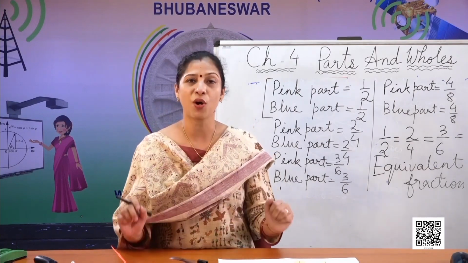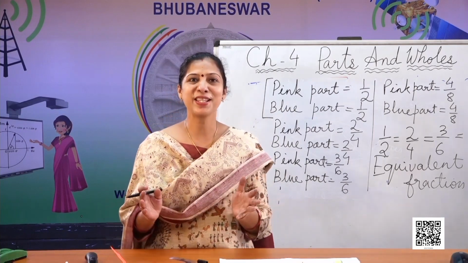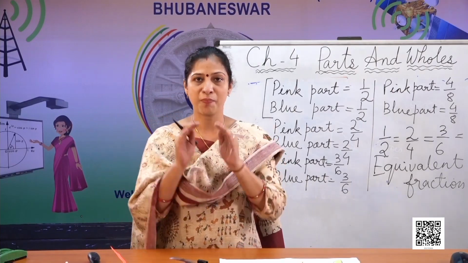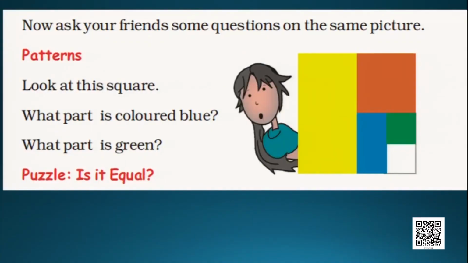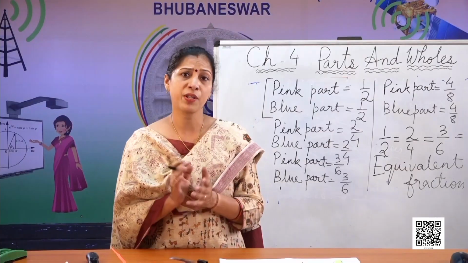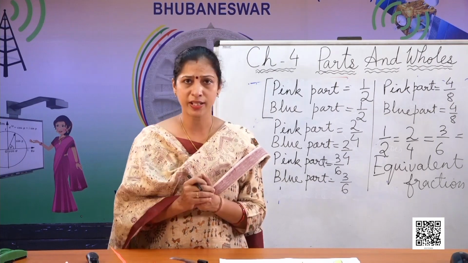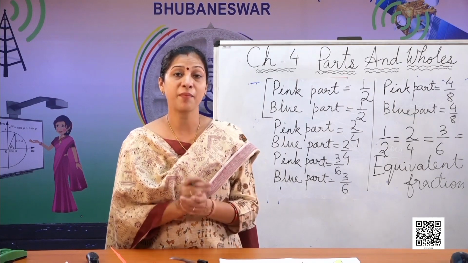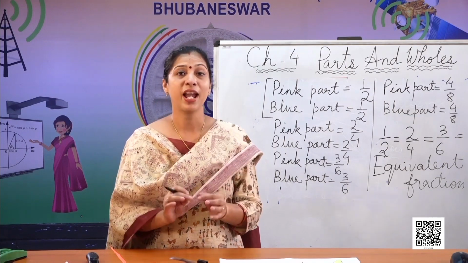Now children, this is a very interesting puzzle for you. A task for you. You can color a piece of square paper like this and show it to your friends and ask questions from this puzzle. You can ask them which part is colored blue, which part is colored green, are they equal, are the part colored yellow and the part colored orange equal, or is the part colored blue more than the part colored orange. Just by calculation you can solve the puzzle and make different questions and give them to your friends.